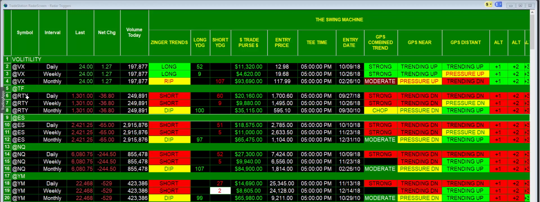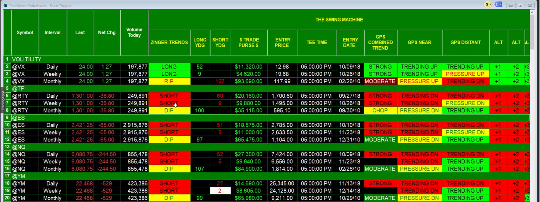So let's look at the daily. The daily short on the Russell went short 60 days ago at 5 p.m. on September 27th. Now, one contract short here, one contract would have been 20,000. More importantly, how much money could you have saved if you had just sold some of your winners back on September 27th? We look at the weekly.